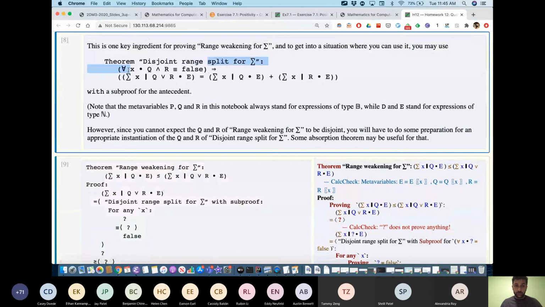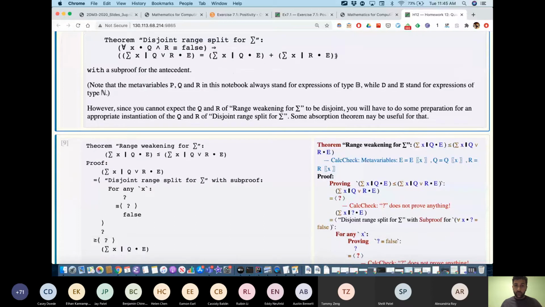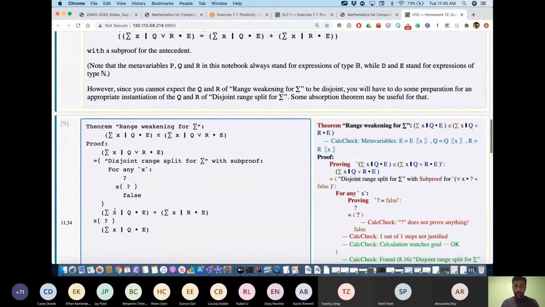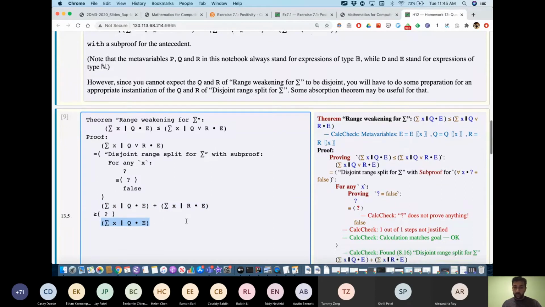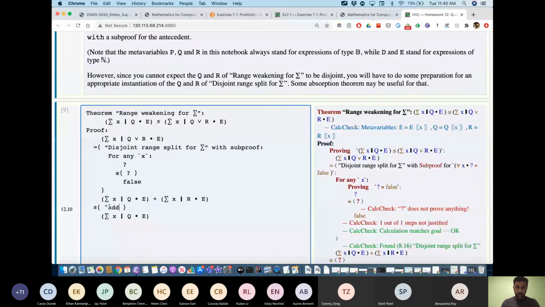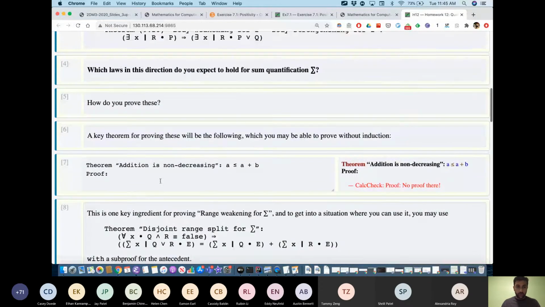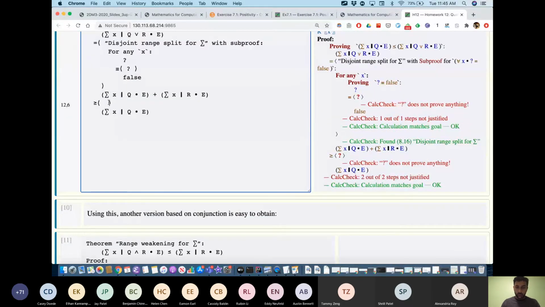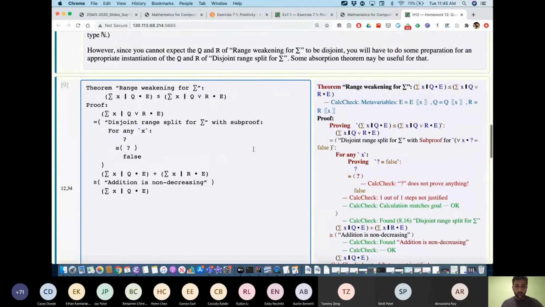It requires this auxiliary subproof, and then it gives us a sum of two pieces. So let's get the sum of two pieces and put that right here. Okay, let's check that out. Now we have a sum involving a Q, a sum involving an R, and we want to throw away the piece involving R. We have a rule right here. It says addition is non-decreasing, so we can apply that. Addition. Ooh, that didn't come up for some reason. Oh, I was writing lowercase. Okay, all right, that worked great.